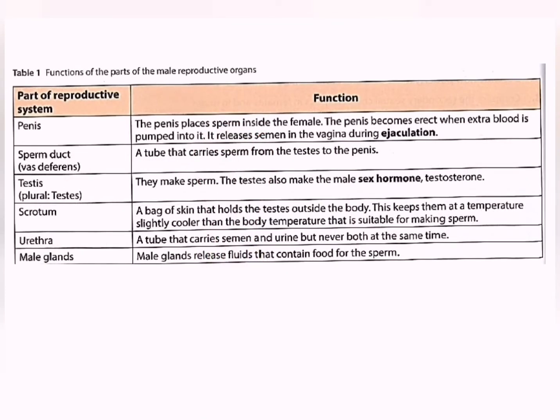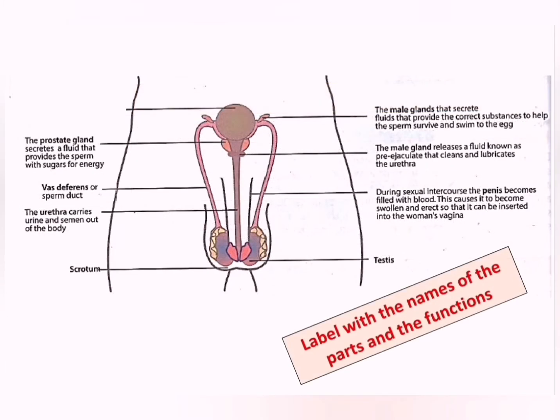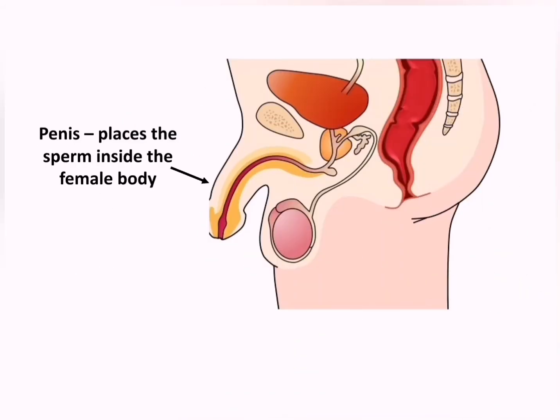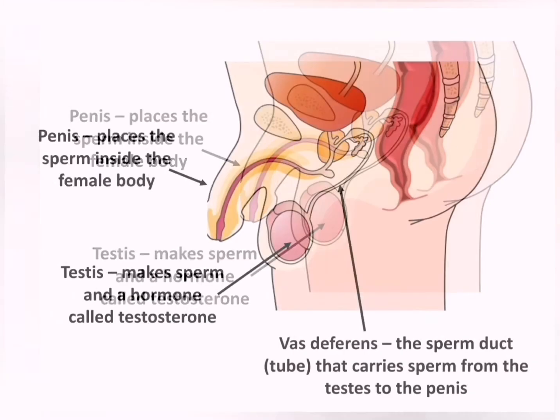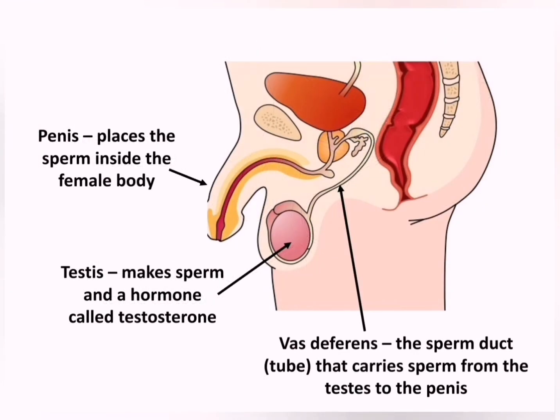But let's use a different picture than the one in your textbook so that we can look at the parts mentioned in the table. So the first part mentioned is the penis. Now the penis is used to place the sperm inside the female body. We also find the testes. Now the testes is where sperm is produced. It also makes a hormone called testosterone. The vas deferens is the sperm duct, which is just a fancy name for a tube, that carries the sperm from the testes towards the penis.